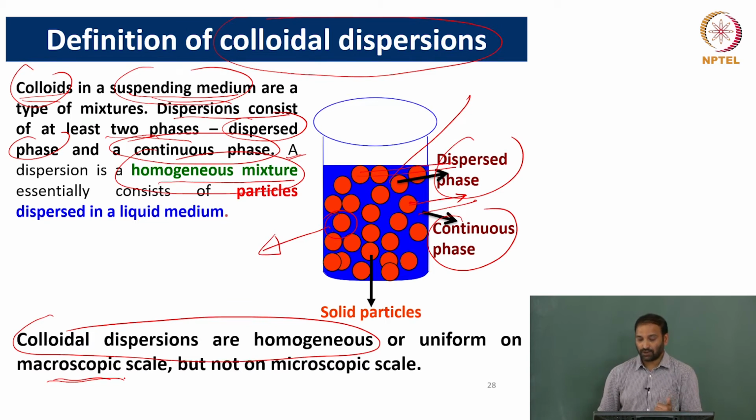However, if I go to the microscopic scale, a length scale which is of the order of particles or smaller, then it's not actually homogeneous, right? Because you have a solid and a liquid, two different phases that exist. Therefore, a colloidal dispersion is a homogeneous mixture of at least two phases, a dispersed phase and a continuous phase. Of course, you can have cases where I may have more than two phases as well. So that's what is called a colloidal dispersion.